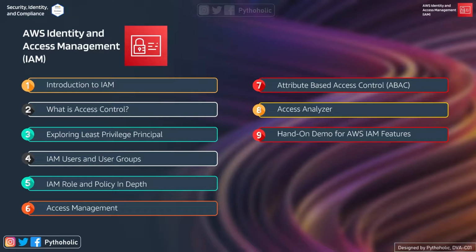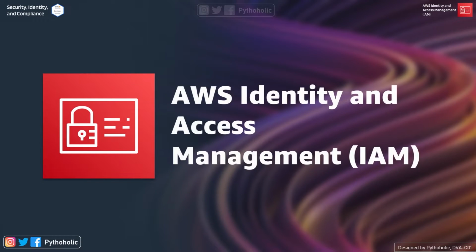Next, we will also talk about Access Analyzer and how it is such an important part of the feature set of IAM. The most important part for you, the hands-on demo for AWS IAM feature sets, because we are going to do a thorough analysis on IAM. I hope you're excited. Let's begin. I hope you have your coffees ready, and let's start off with AWS IAM.